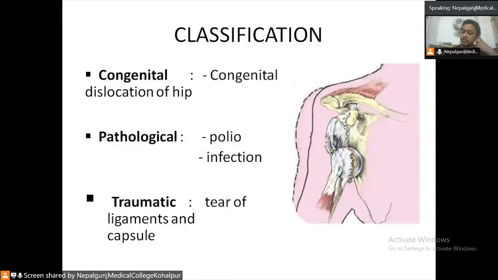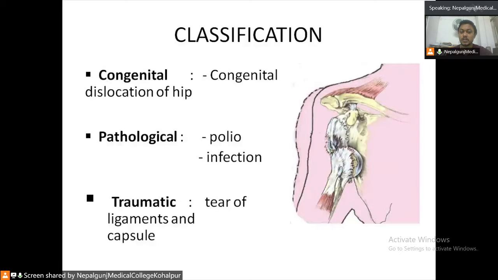Now I am going to the classification of joint dislocation or subluxation. They can be either congenital or acquired. In the case of acquired joint dislocation, you can have a pathological or a traumatic dislocation. The congenital dislocation refers to congenital dislocation of the hip or developmental dysplasia of the hip. You can also say DDH or CDH, whichever you prefer.